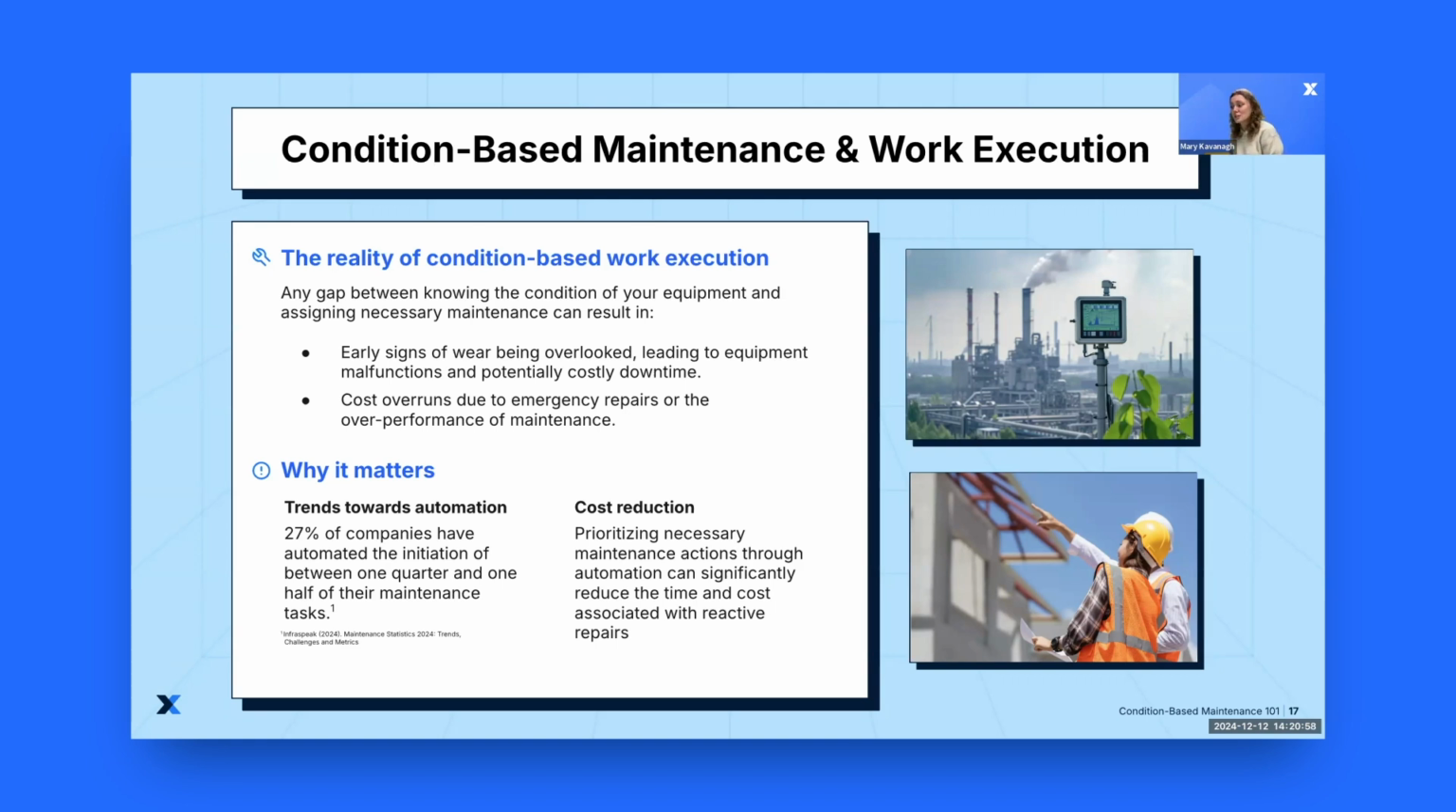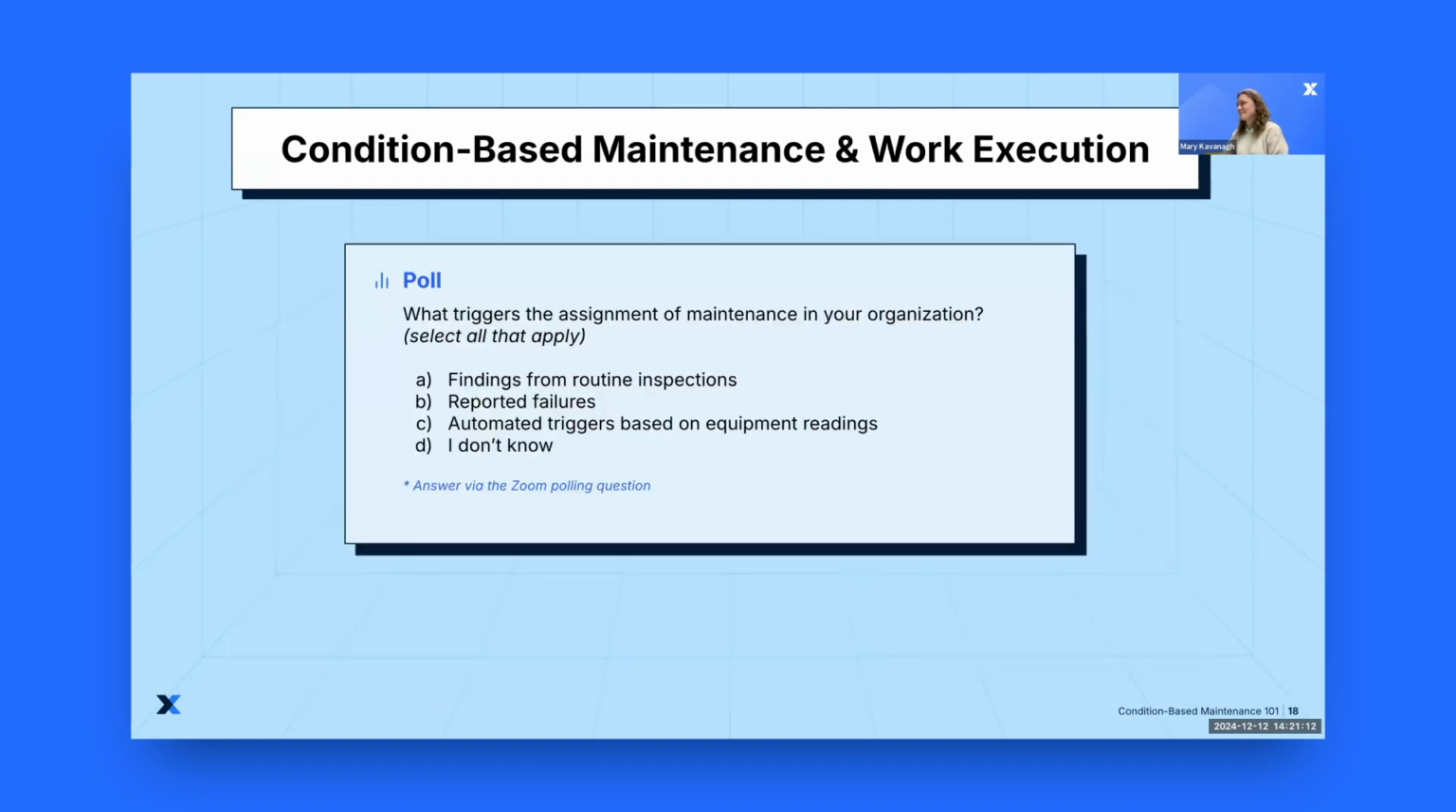Second point, of course, cost reduction. This is always something we need to come back to here. Prioritizing necessary maintenance actions through automation can significantly reduce the time and cost associated with reactive repairs. In a nutshell.